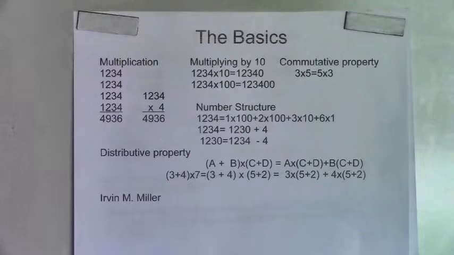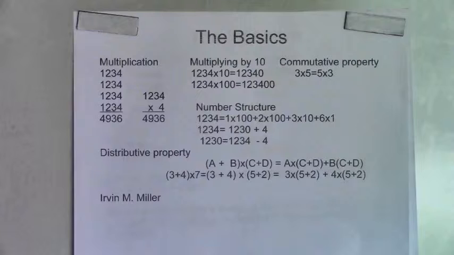In the upper middle, we see that when we multiply by 10, we just put a 0 after the number. If we multiply by 100, we put 2 zeros after the number. Our next item, the commutative property, says no matter what order we do our multiplication in, we get the same answer. And then we look at number structure.